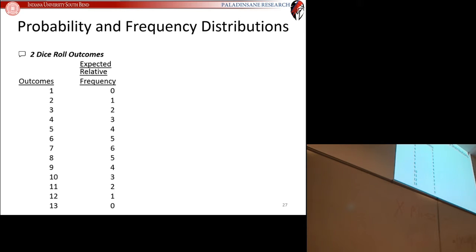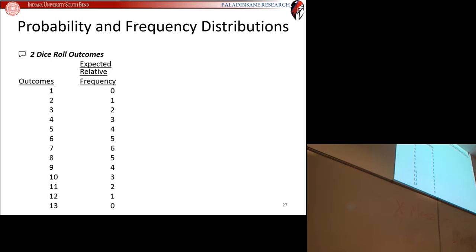So there's only one expected relative frequency of rolling a 2, because you have to roll a 1 on the first die and a 1 on the second die. There are 2 ways to roll a 3: you can roll a 1 and then a 2, or a 2 and then a 1. There are 6 ways to roll a 7. The 7 is the most frequent outcome.